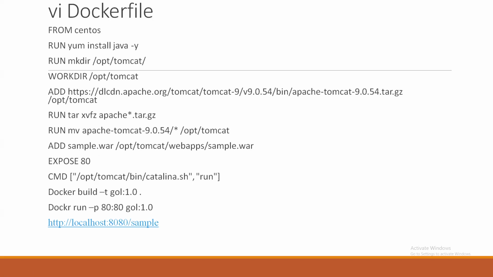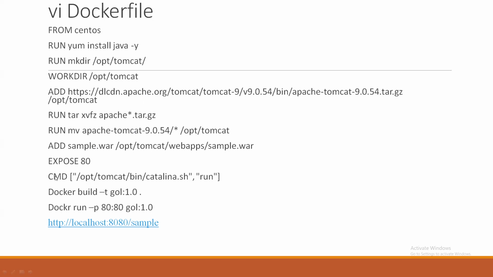Like last time, we downloaded it somewhere and we copied it to the path, which is /opt/tomcat/webapps. We can deploy our code into the sample.war. Yeah, so this is completed. After that you can expose port 80 because this is Tomcat, right? For HTTP we can use port 80. CMD /opt/tomcat/bin/catalina.sh run.